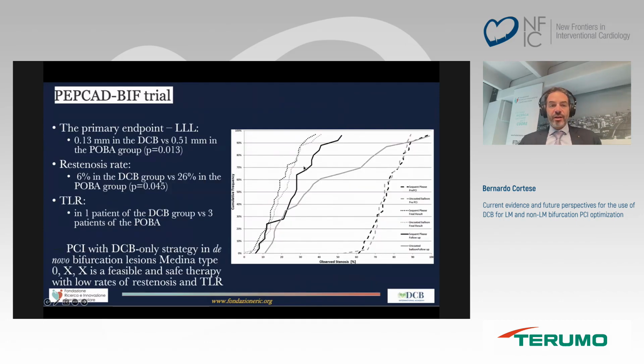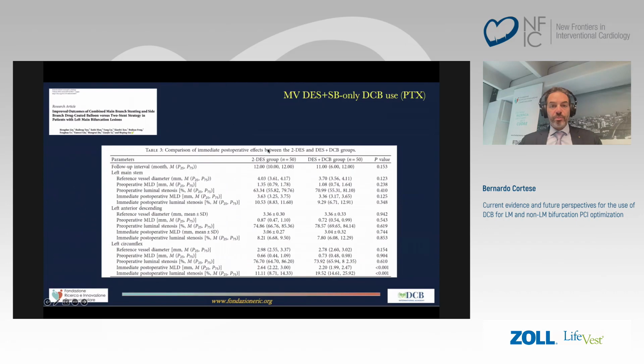The PEPCAD-BIF study showed how the late lumen loss with the DCB used for the side branch was significantly better than POBA in the side branch. Late loss was 0.13 versus 0.51 in the POBA group.